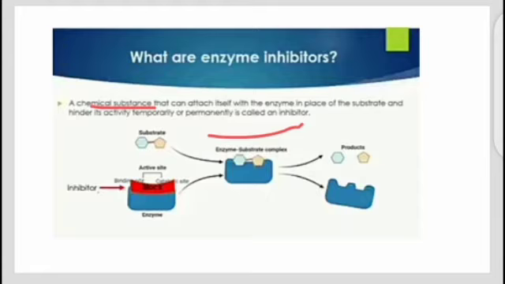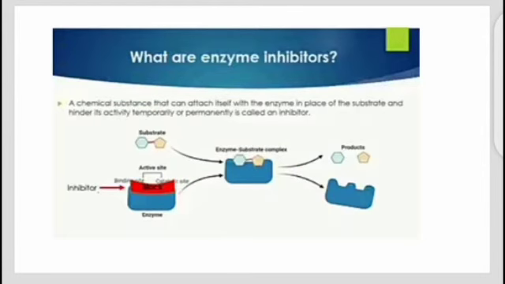So in this slide, this one is the active site of the enzyme and the inhibitor is bound, and because of that the enzyme-substrate complex cannot form. When the enzyme-substrate complex does not form, it means that there will be no formation of the product.